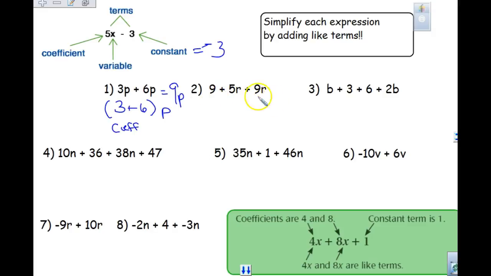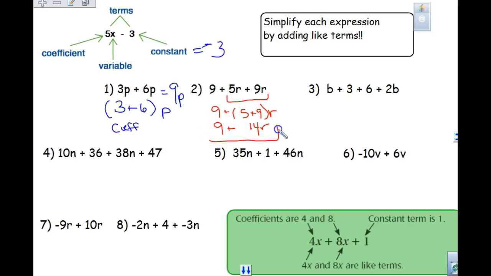If we are looking at this next one, the question comes up, oh, can I add all three of them together? Yes. No. No. Only the like terms. So I'm going to put 9 plus. Everyone should be writing this on their paper. 5 plus 9 times the r. So I have 9 plus 5 plus 9 gives us 14r.